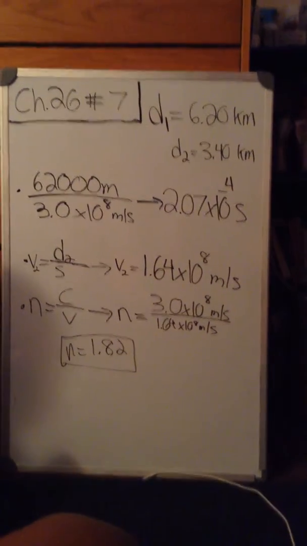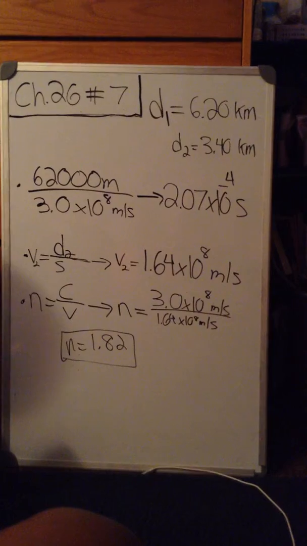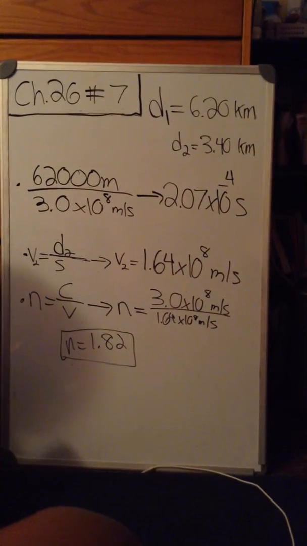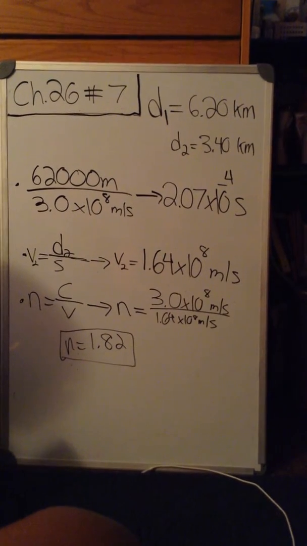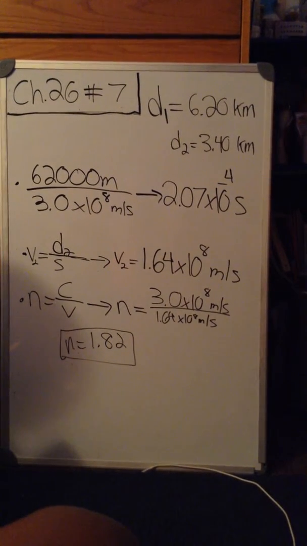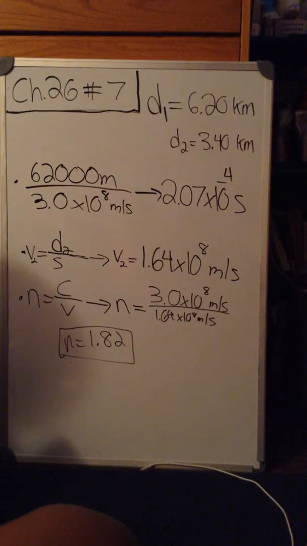Alright, so this is problem 7 from chapter 26. The problem reads: in a certain time, light travels 6.2 kilometers in a vacuum. During the same time, light travels only 3.4 kilometers in a liquid. What is the refractive index of the liquid?